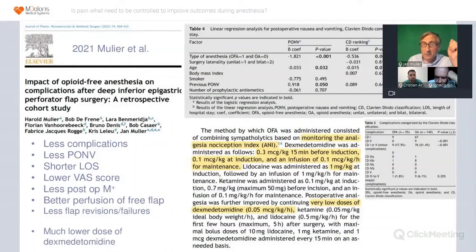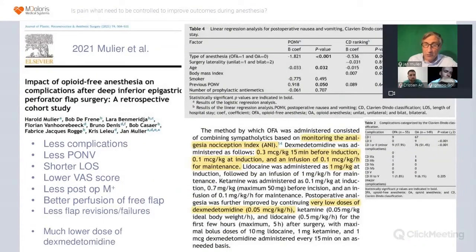We started with dexmedetomidine 0.3 microgram per kilogram as a loading dose. We gave 0.1 microgram per kilogram for the induction of anesthesia, and then an infusion at only 0.1 microgram per kilogram per hour, hours long. So it means that the doses we were giving were extremely low. If needed, we would increase a little bit, but most of the time it was not really needed.